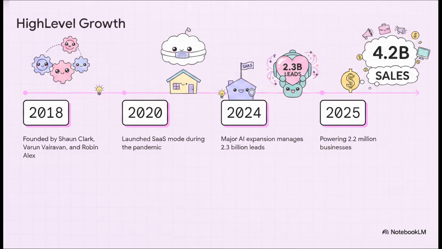What started in 2018 as a mission by founder Sean Clark, Varun Vairavan, and Robin Alex to help agencies automate and scale has absolutely exploded. In 2020, they launched that SaaS mode we talked about to help agencies survive the pandemic. By 2024, their major AI expansion was managing 2.3 billion leads. And now, looking at 2025, they are powering 2.2 million businesses, facilitating 6.9 billion leads, and driving $4.2 billion in sales. This isn't just some trendy new tool, folks. This is a massive, proven AI powerhouse.